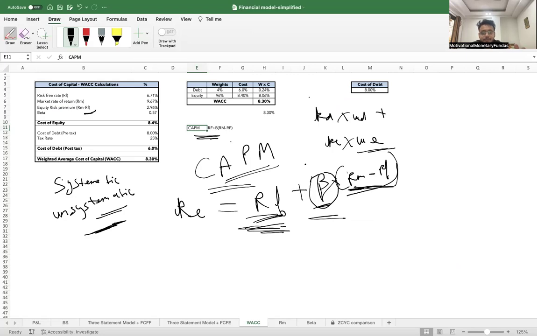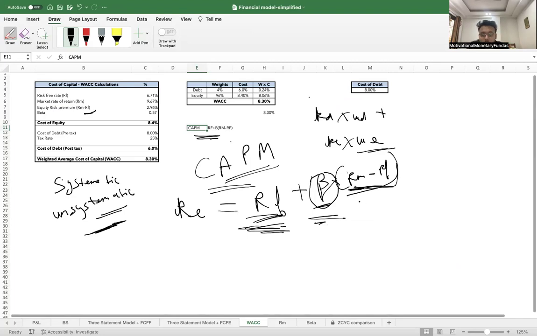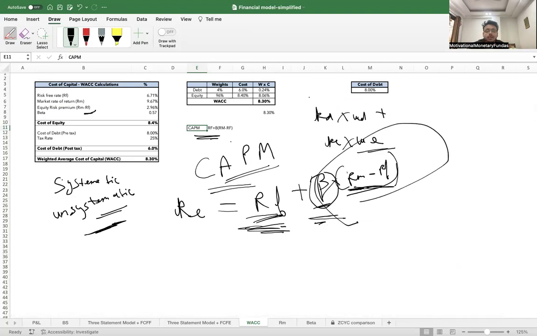You will simply get that. Plus, this is the beta that we have calculated previously, the levered beta. The CAPM model always uses the levered beta into RM minus RF. RM is the return on market that we have calculated by CAGR. And again, it is the risk-free rate. And the difference between RM minus RF is called your equity risk premium.